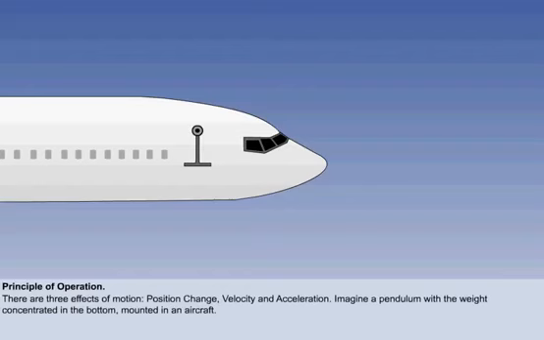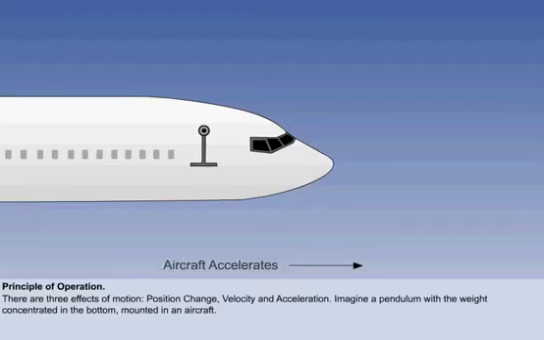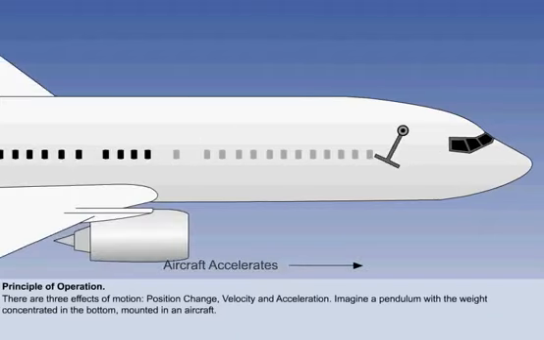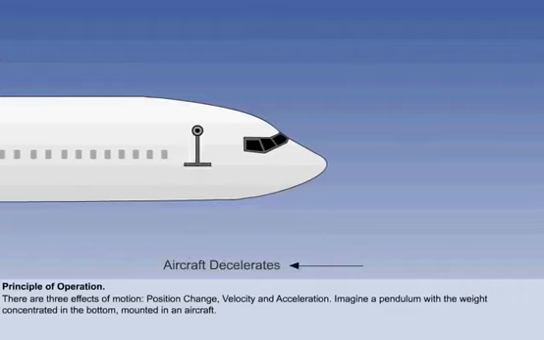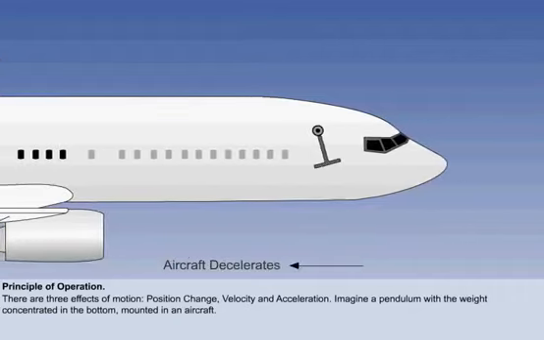Imagine a pendulum with the weight concentrated in the bottom, mounted in an aircraft. If the aircraft accelerates, the weight swings backwards. If the aircraft decelerates, the weight swings forwards. However, we're using the words forwards and backwards in relation to the aircraft. But it is the aircraft which is changing its motion, not the pendulum. Let's go back to basics.